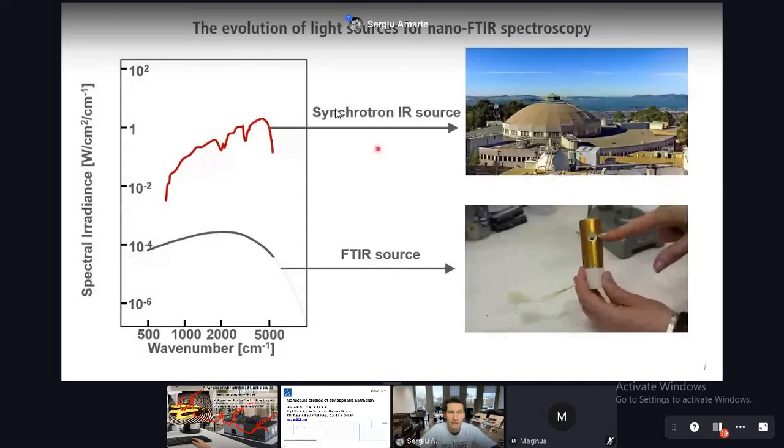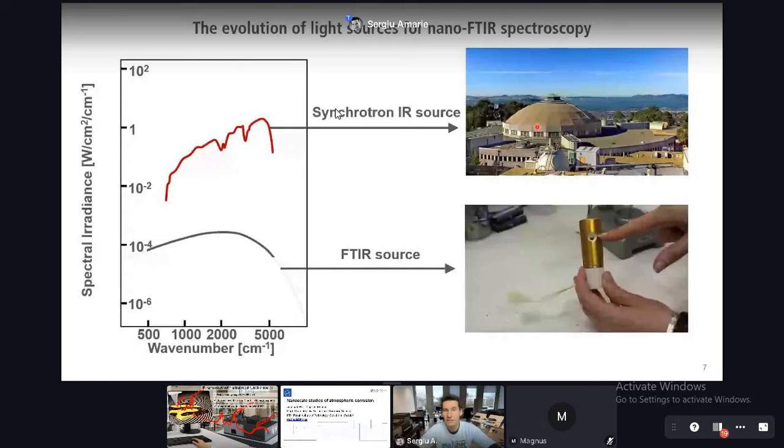Several IR synchrotrons are equipped with NeaSpec microscopes and also accept proposals. So if you want to go that way, write me an email and I will put you in contact with the beamline scientists which are near your location.